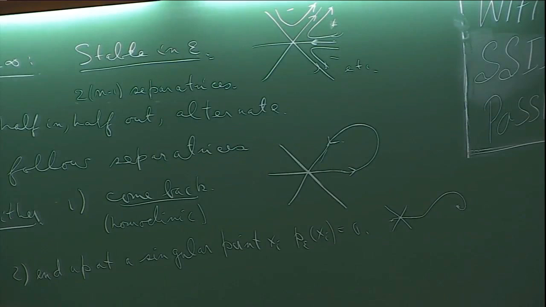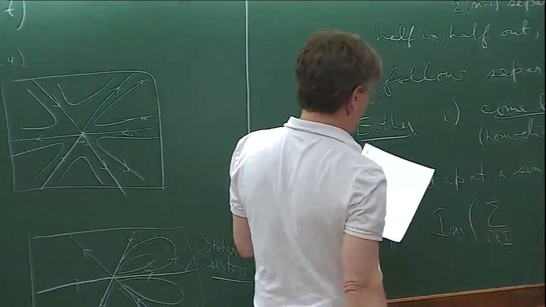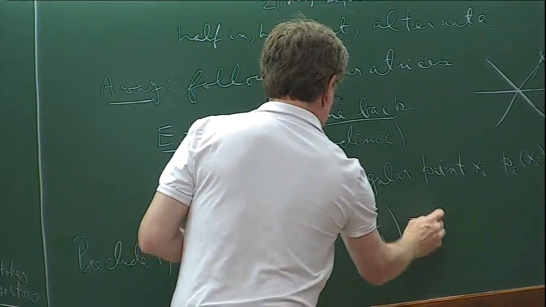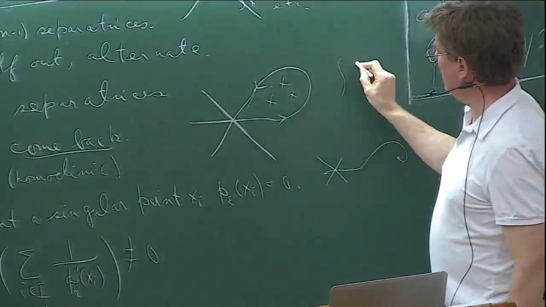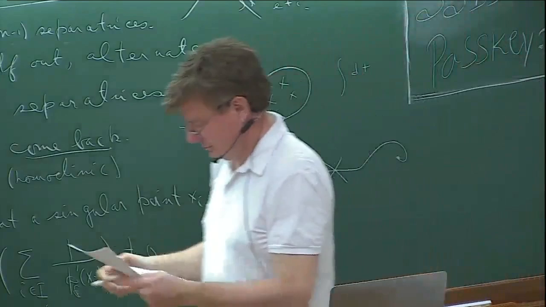By asking that the imaginary part of the sum over any subset of zeros of 1 over p epsilon of xi, p prime of epsilon xi, is different from 0. So the reason for this is, you see, if you had a homoclinic orbit that was surrounding a certain number of zeros, you could just integrate dt along the imaginary part of dt equals constant, and that would give you a zero integral. And then you compute it by residue calculus, and that's what it is.